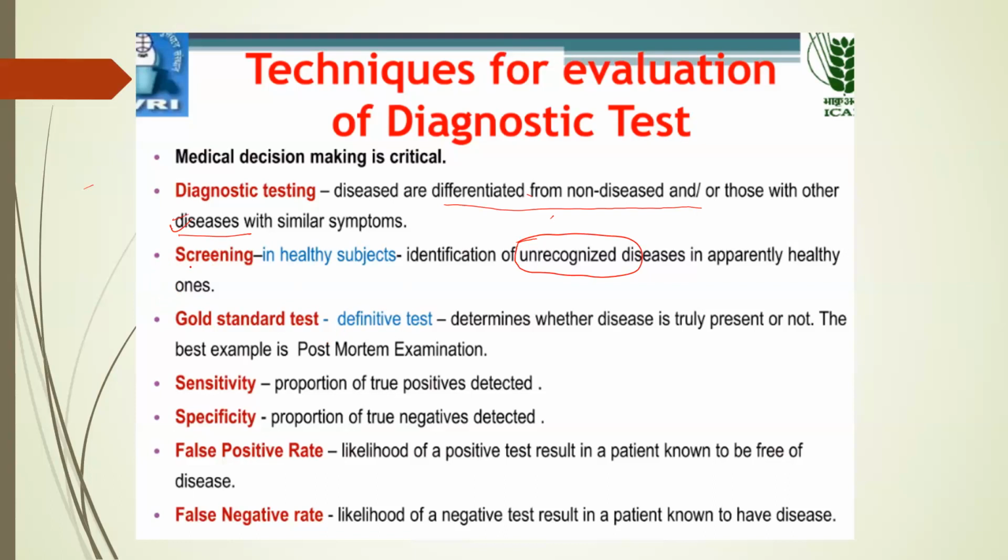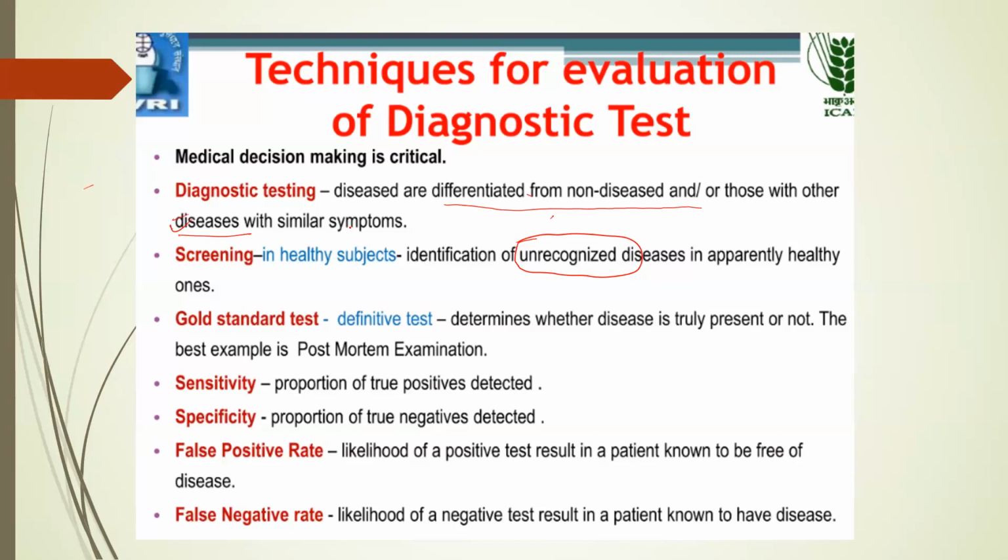But a diagnostic test is used to differentiate between a diseased and a non-diseased person who might sometimes have similar symptoms. I hope it's clear now. So basically, diagnostic testing is done whenever a person has symptoms, but screening is done even in healthy individuals, that is in normal individuals. Clear? Any doubts?